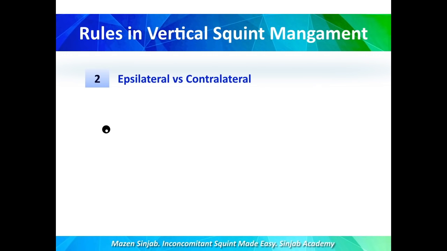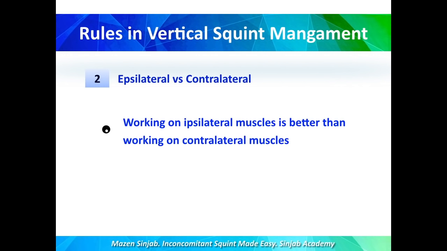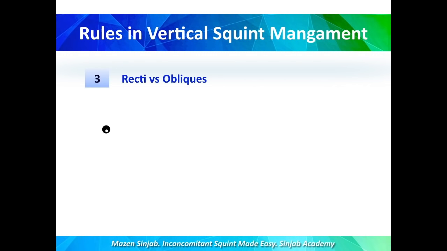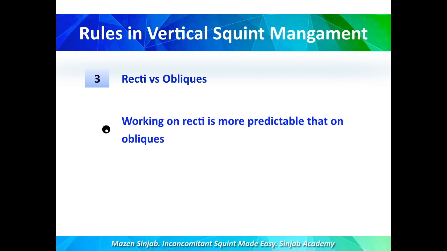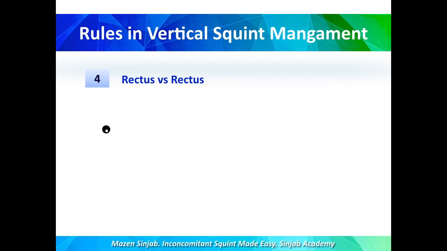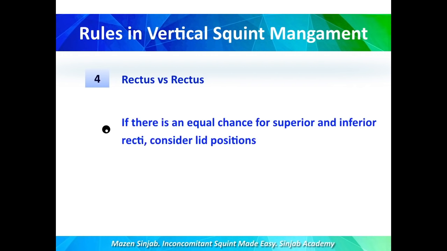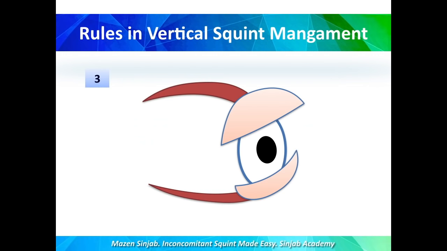Now the second rule says working on ipsilateral muscles is better than working on contralateral muscles. The third rule says working on recti is more predictable than working on obliques. The fourth rule says if there is an equal chance for superior and inferior recti to be operated, consider lid positions. I will come to lid positions.